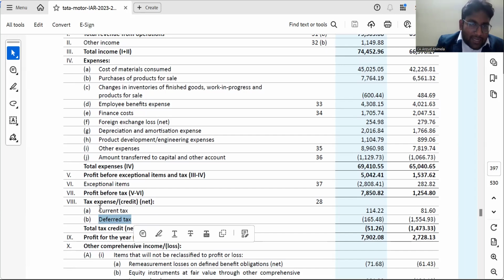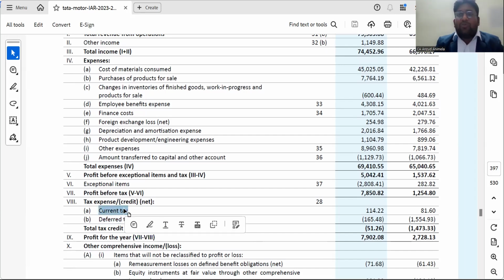Okay, so the current tax is very simple. Current tax is the income tax expense of the company for that particular period. That means 114 crores is the income tax expense of Tata Motors Limited for the financial year 23-24. So this is briefly about current tax and deferred tax presentation in the financial statements. Let's dive into the basics of deferred taxes.